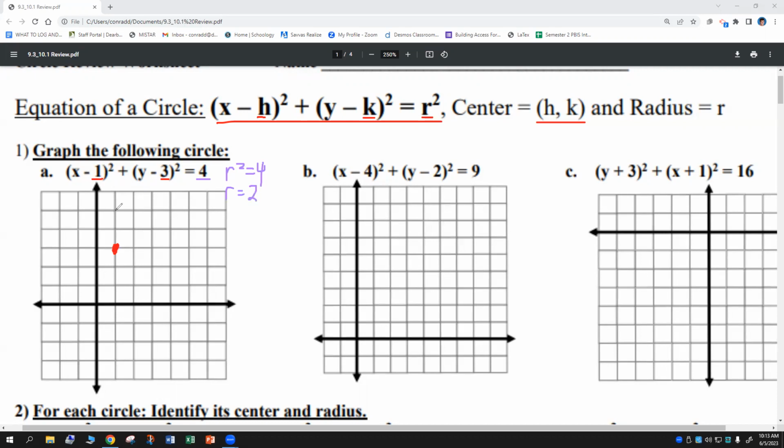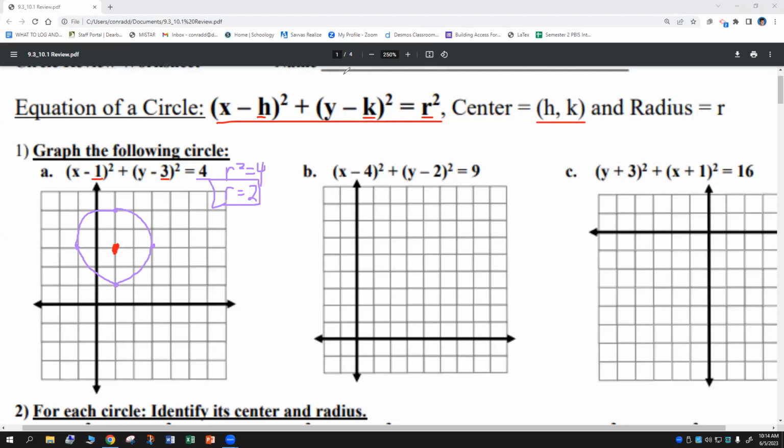So I'm going to go to my center and go up 2, down 2, right 2, and left 2, and I'm going to fill in the circle as best I can. There you go, there's my circle. So all the points on the circle are 2 units away from the center, and the center is (1, 3).